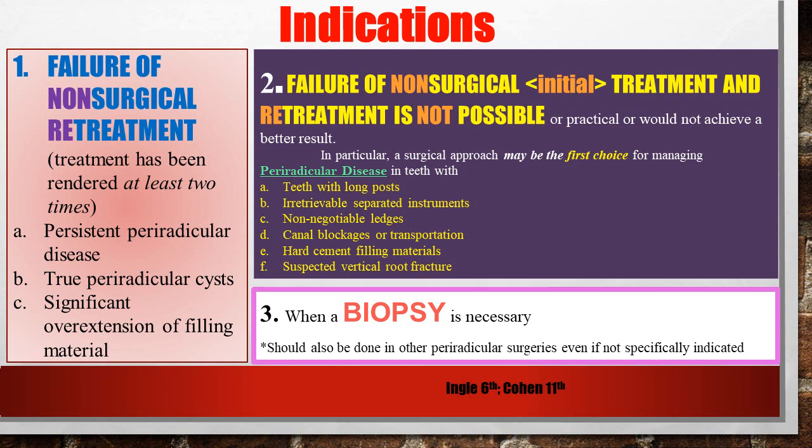Ledges that have been created during your cleaning and shaping which are non-negotiable. In such cases, yes, the cleaning and shaping is compromised, and the formation of a periapical lesion is possible. So yes, in those cases, later on when you see that a periapical lesion has formed, you will have to perform surgery. There's no other way other than extraction.